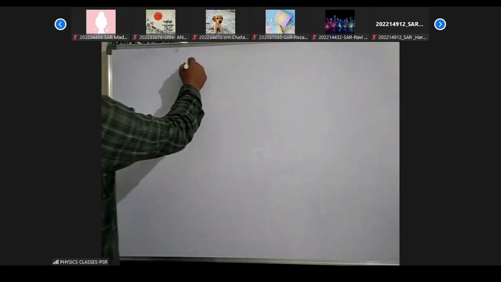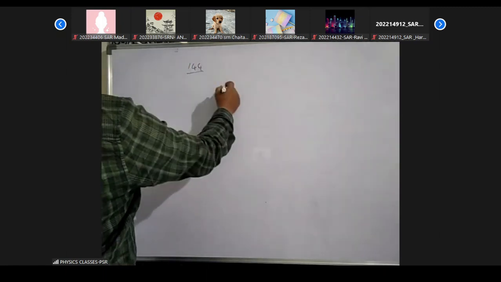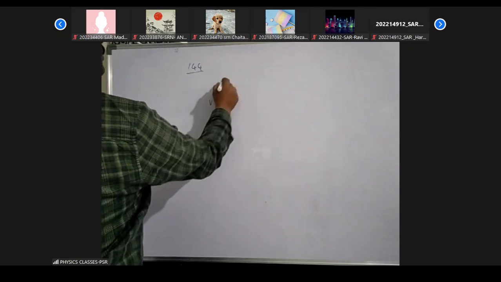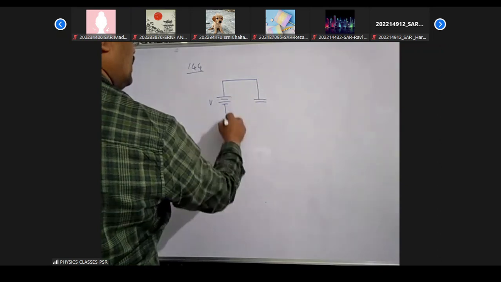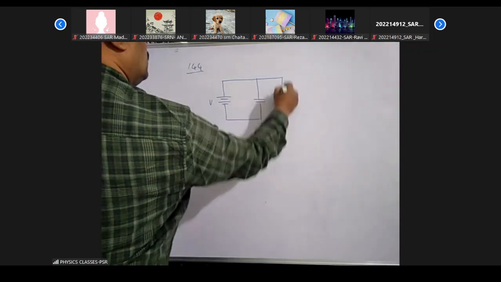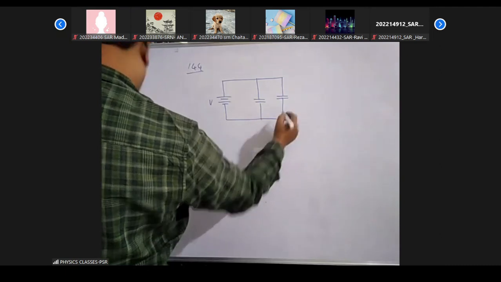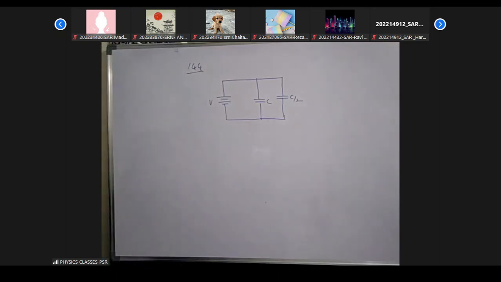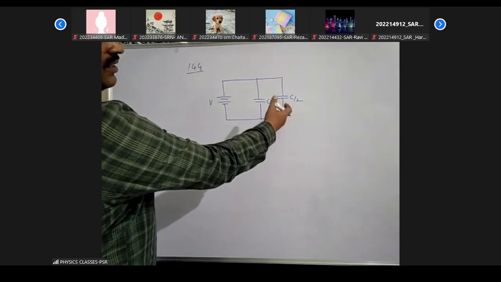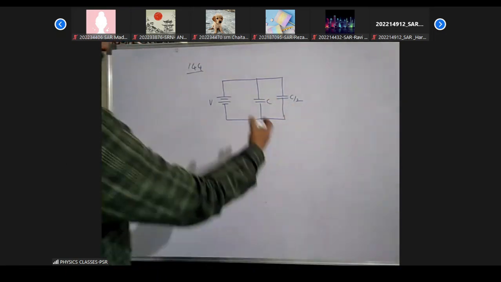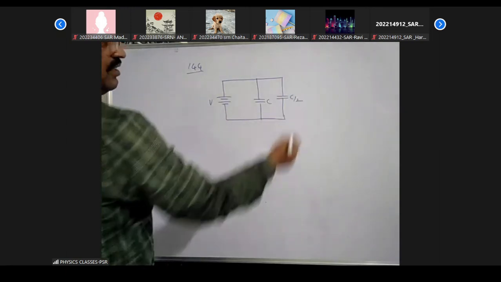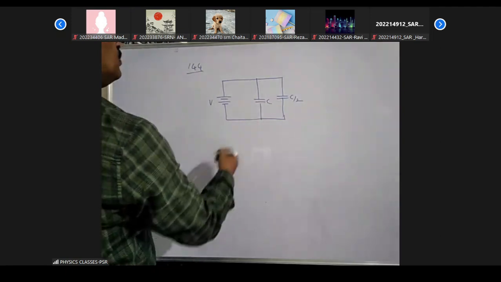Question 144. Here, a battery is connected across the two capacitors like this. This is C and this is C by 2. Then what is the work done on that? Here, the answer is wrong in our material also. The same sum was done in our class, but the key given is wrong. Wrong key is given in our book.